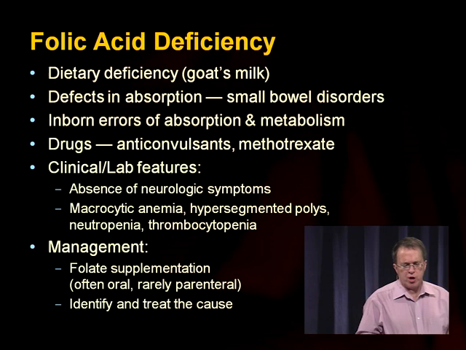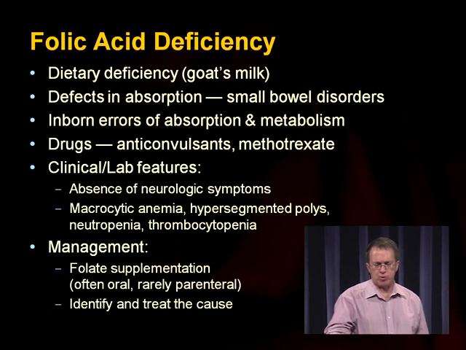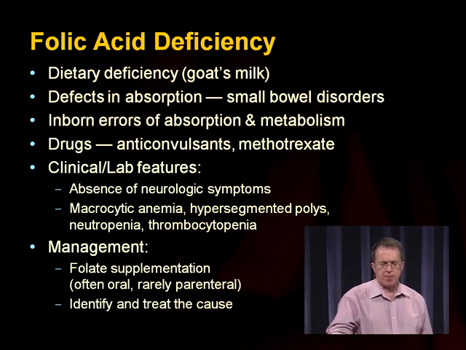Usually, unlike a B12 patient, there won't be any neurologic symptoms. It'll be a macrocytic anemia. The hypersegmented polys is the classic. You will see it on a board exam. You can see this with neutropenia, and you can also see it with thrombocytopenia. You need folate supplementation, and you need to try to identify and treat the cause.